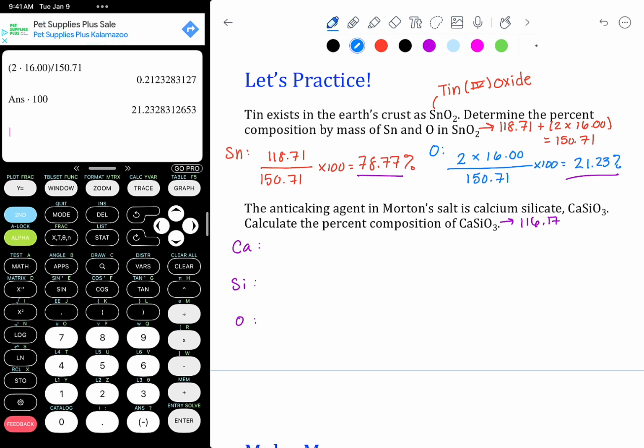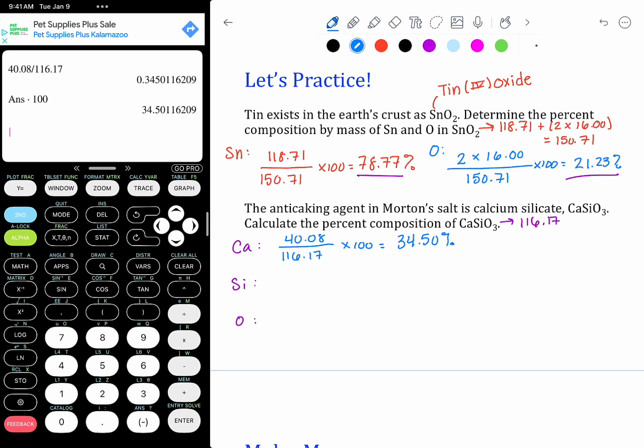So for calcium, there's only 1, so we just take the mass of calcium, divide it by our total mass of 116.17, multiply that by 100 to get a percentage. So we get 40.08. Divide that by 116.17, multiply it by 100, and we get 34.50%.